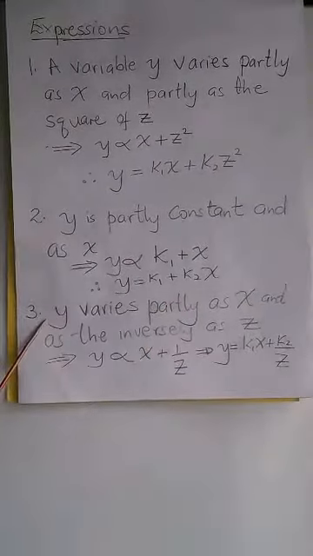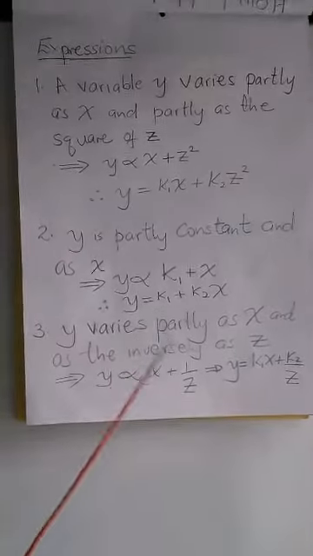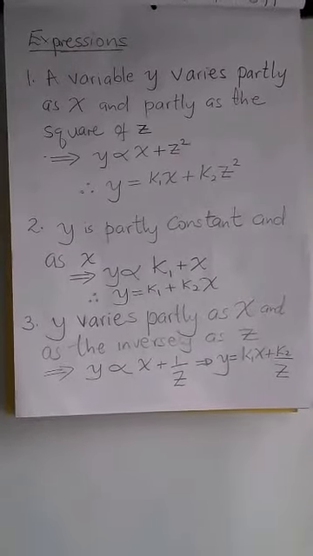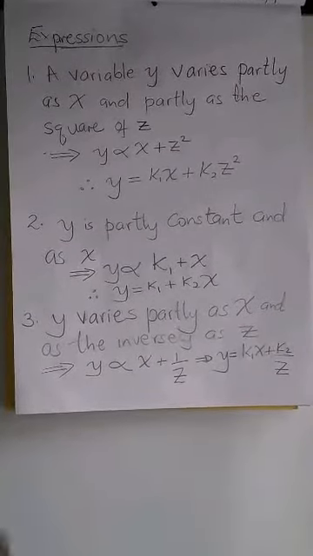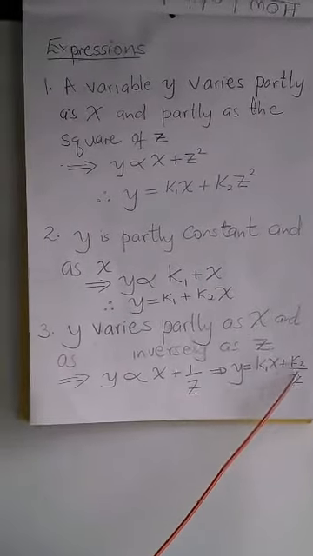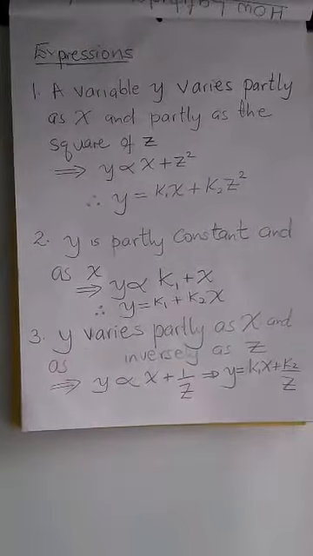So let's look at expression 3. Y varies partly as x and inversely as z. So y varies directly as x and inversely as z. So when we introduce constants, we are going to have y equals k1x plus k2 over z. That means each part has its own constant of proportion.